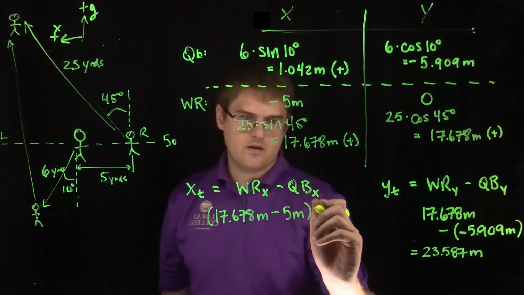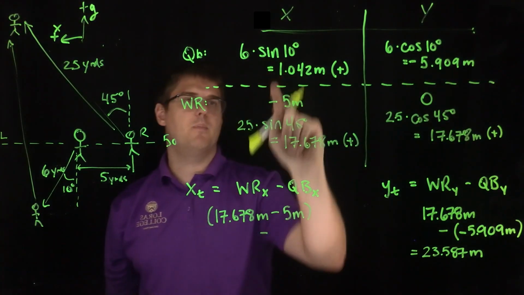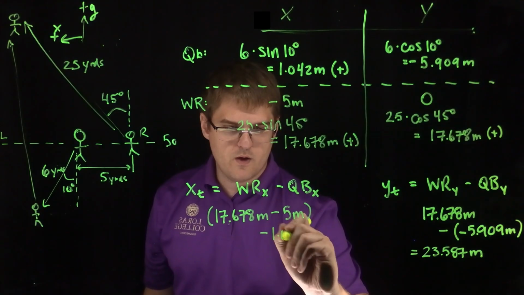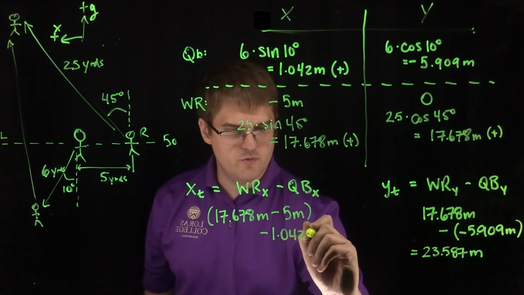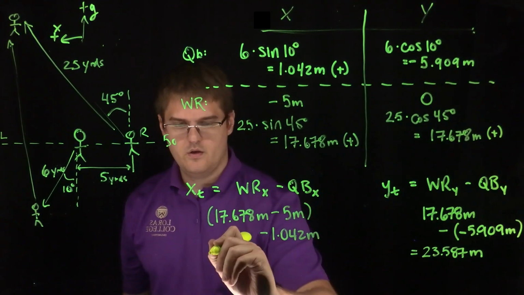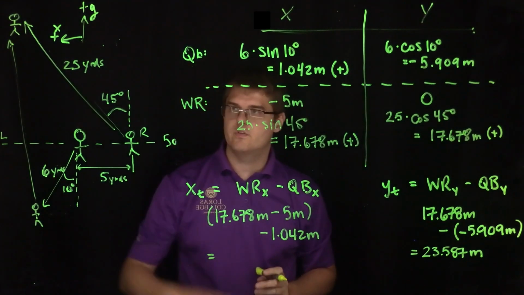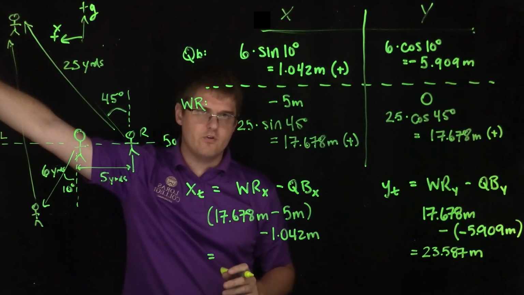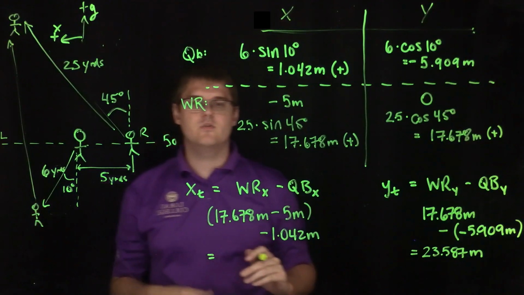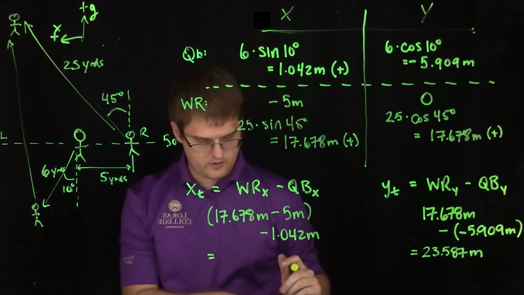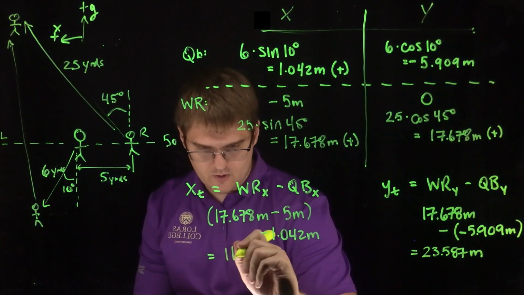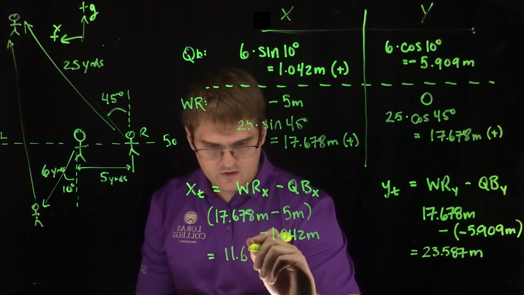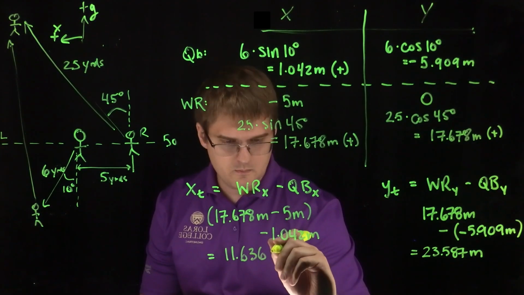And the quarterback, we're going to subtract a positive 1.042 meters, because while the wide receiver has gone way over this way, the quarterback went a little bit that way, so he doesn't quite have to throw as far. And I get a value of 11.636 meters.